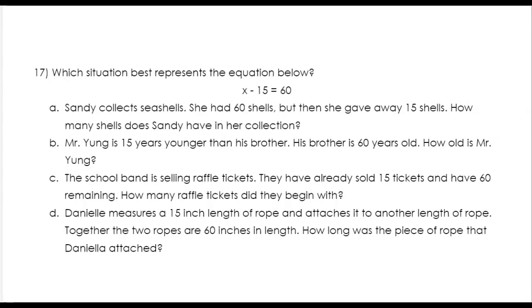C, the school band is selling raffle tickets. They have already sold 15 tickets and have 60 remaining. How many raffle tickets did they begin with? D, Danielle measures a 15-inch length of rope and attaches it to another length of rope. Together, the two ropes are 60 inches in length. How long was the piece of rope that Danielle attached?